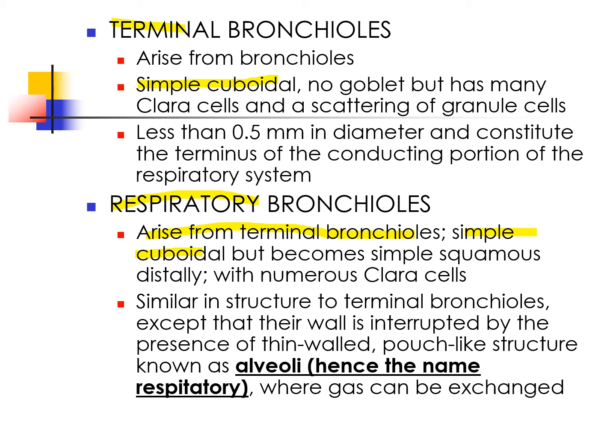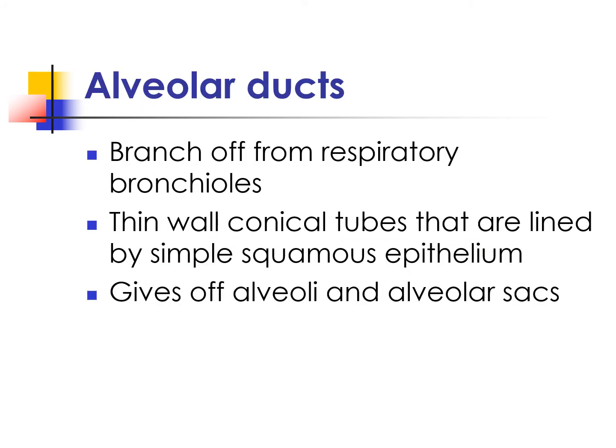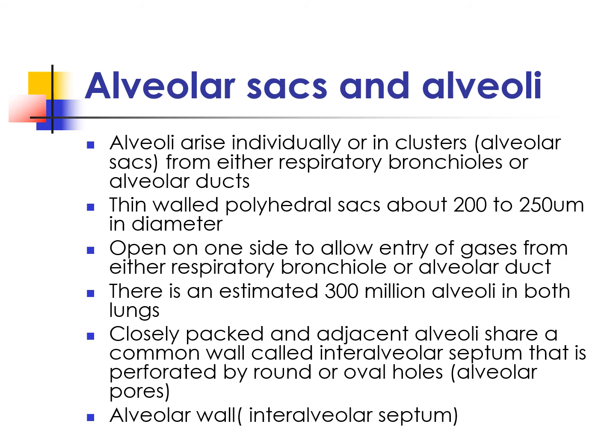Then, similar in structure to terminal bronchioles, except that their wall is interrupted by the presence of thin-walled pouch-like structures known as the alveoli. So, the alveoli is where the gas exchange occurs. Alveolar ducts branch off from respiratory bronchioles and give off alveoli and alveolar sacs. The alveolar sacs and alveoli arise individually or can also be in clusters. So, they are thin-walled polyhedral sacs that are about 200 to 250 microns in diameter.